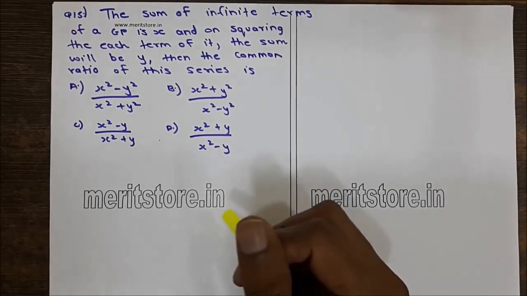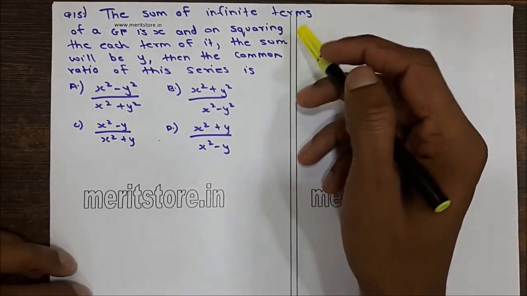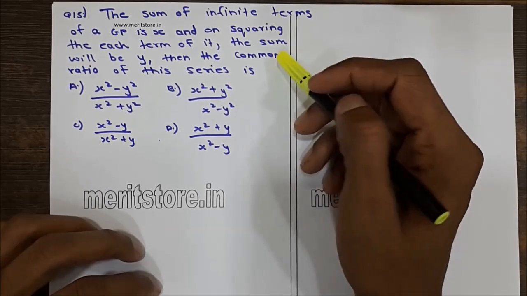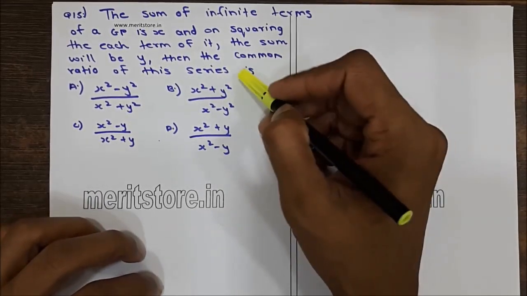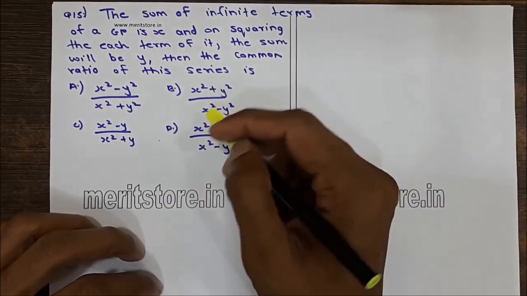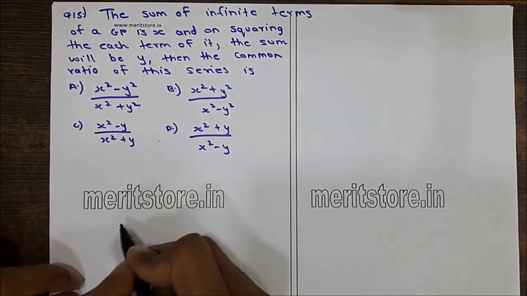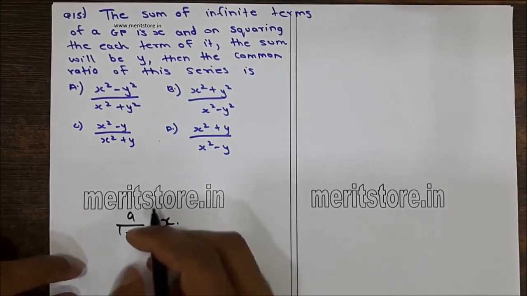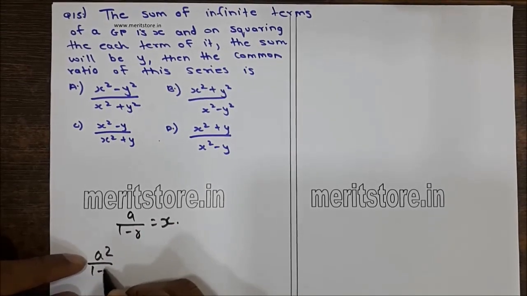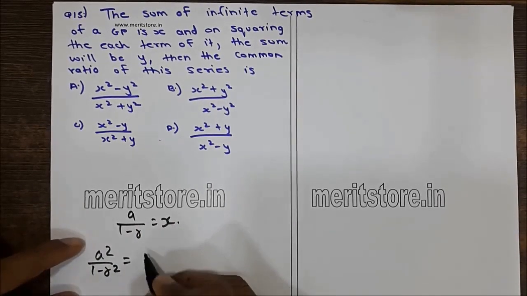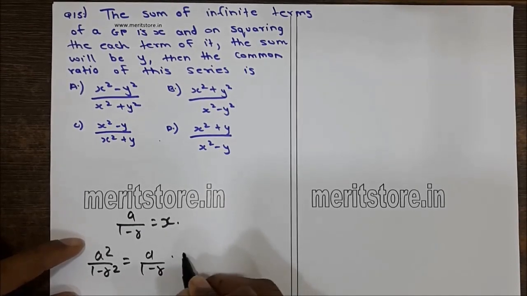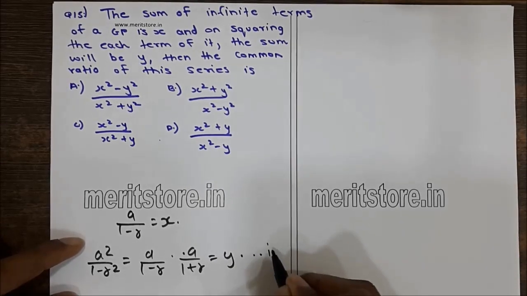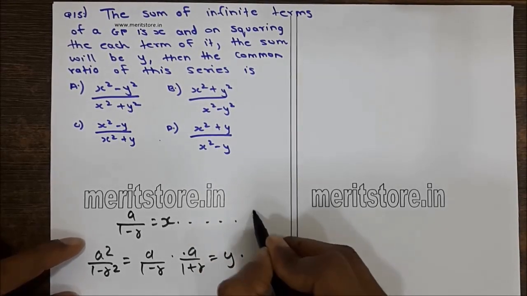Question 15. The sum of infinite terms of a GP is x, and on squaring each term of it, the sum will be y. Then the common ratio of this series is, we have four options, that is in x and y. We have a / (1 − r) = x, and squaring we get a² / (1 − r)² = y, which can be written as a / (1 − r) × a / (1 + r) = y, which is equation 2. We take the first as equation 1.